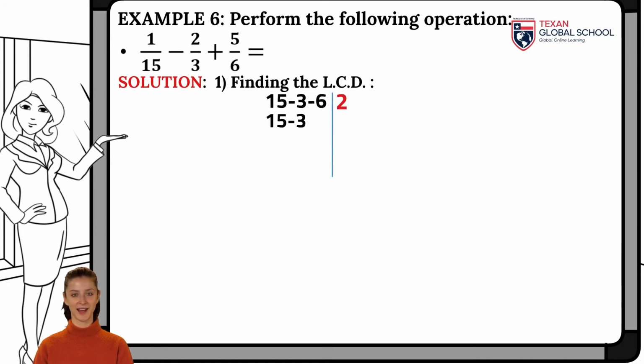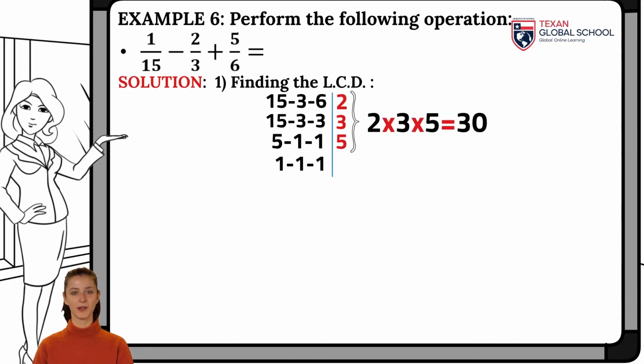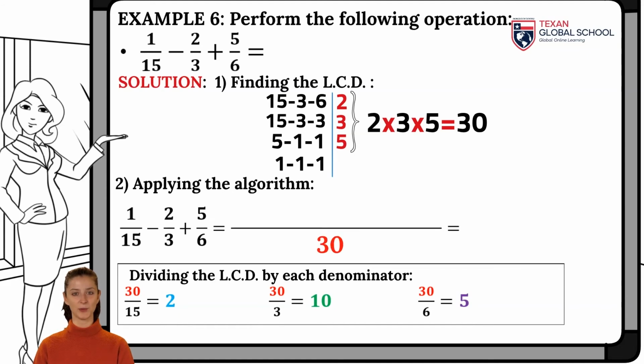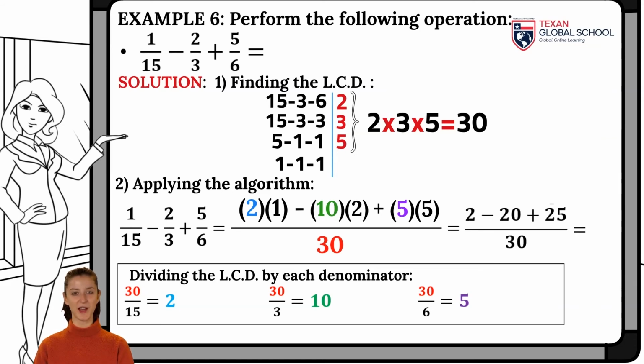As we can see, it has unlike denominators. So we obtain the least common denominator of 15, 3, and 6, which is 30. Now we divide 30 by each denominator of the fractions, and we multiply the result with the corresponding numerator. So 30 divided by 15 is 2, times the numerator 1. Then 30 divided by 3 is 10, times the numerator 2. Finally, 30 divided by 6 is 5, times the numerator 5.